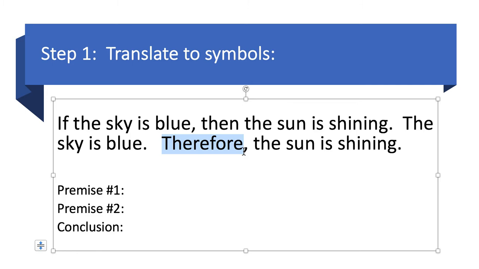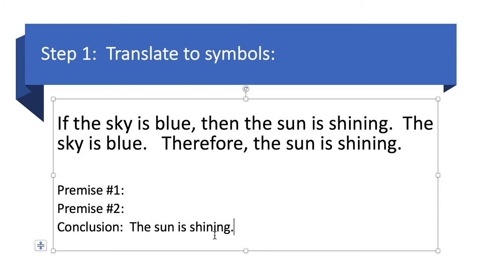So if the sky is blue, then the sun is shining. The sky is blue, therefore we're about to make the conclusion. Therefore, the sun is shining. So I'm going to type that here. And we've identified the conclusion.